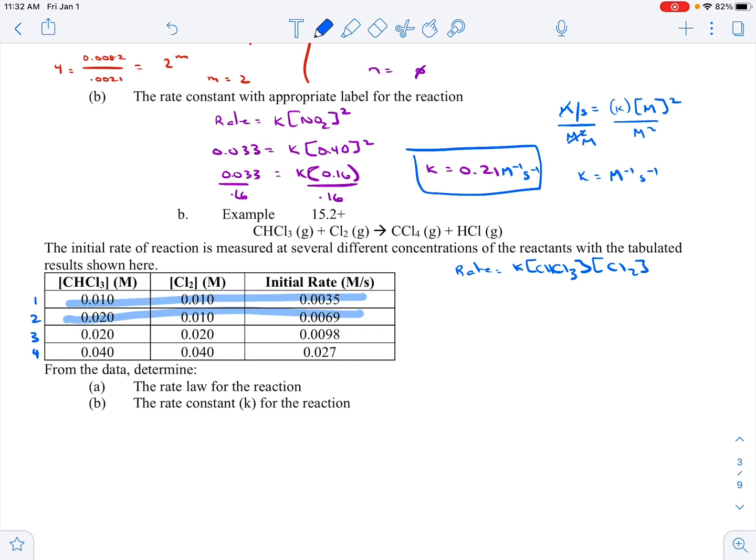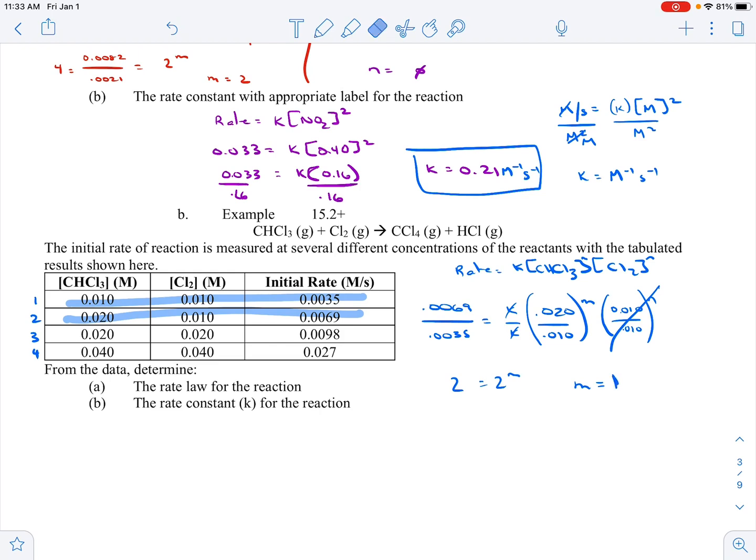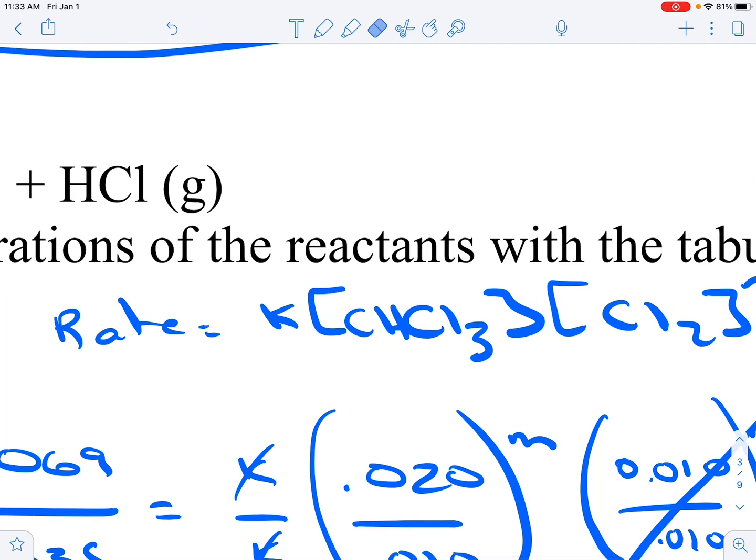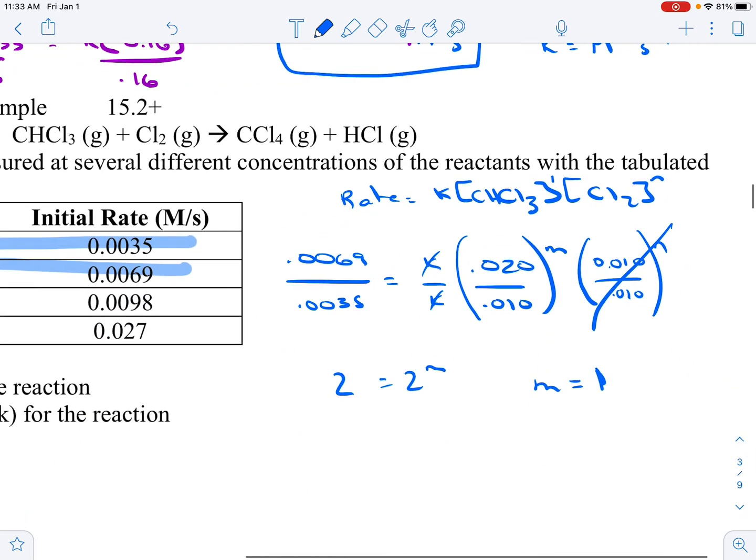So we've got 0.0069 over 0.0035 equals K over K. Remember, those are going to cancel for us. Then we have 0.020 over 0.010, raised to our m power. And then we have 0.010 over 0.010 raised to the n, and that's going to cancel out for us. So we have 2 to the m is equal to right around 2, so m is going to equal 1.